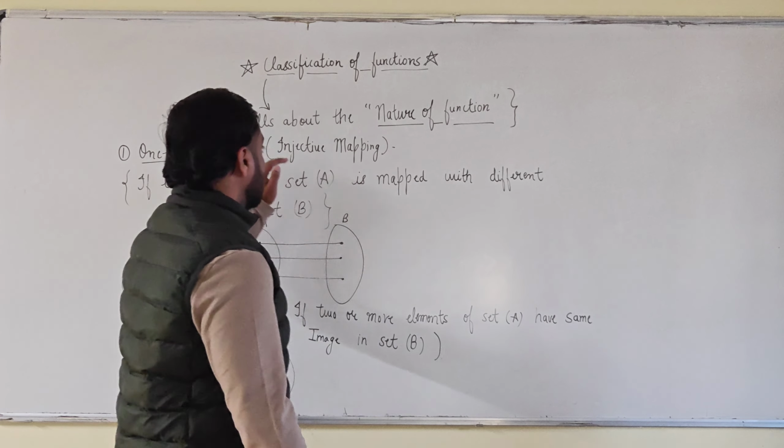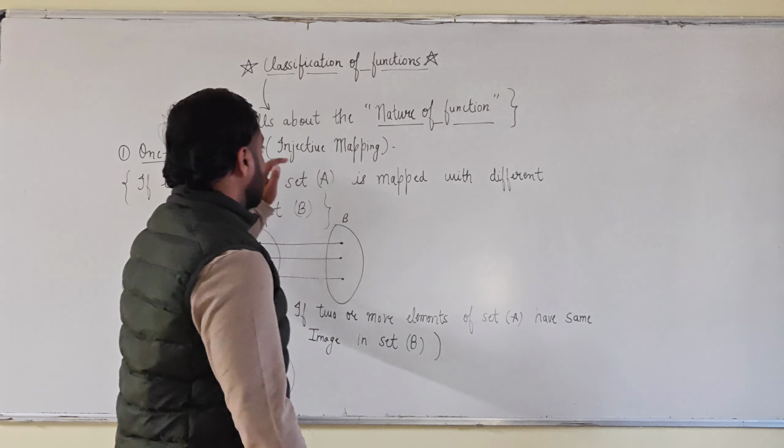The fourth classification is the into function, also called non-surjective mapping. An into function says that if there exists at least one element in the codomain which is not the image of any element in domain A, then this function is known as an into function. That means at least one element remains unmapped from any element in set A. This kind of mapping is known as an into function.